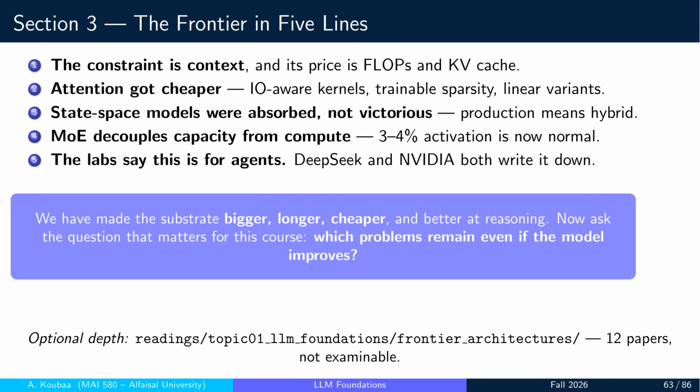Let us close section 3 in 5 lines. 1. The constraint is context, and its price is FLOPs and KV cache. 2. Attention got cheaper through I/O-aware kernels, trainable sparsity, and linear variants. 3. State space models were absorbed, not victorious. Production means hybrid. 4. Mixture of experts decouples capacity from compute, and 3 to 4% activation is now normal. 5. The labs say this is for agents. DeepSeek and NVIDIA both write it down in their own papers.